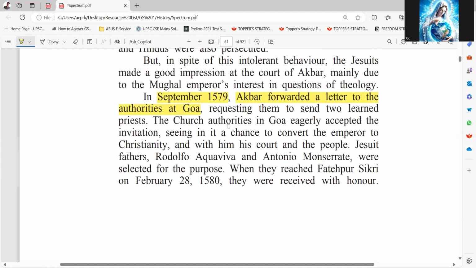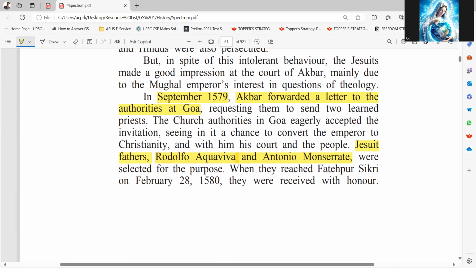seeing in it a chance to convert the emperor to Christianity, and with him his court and people. Jesuit fathers Rodolfo Acquaviva and Antonio Monserrate were selected for the purpose.